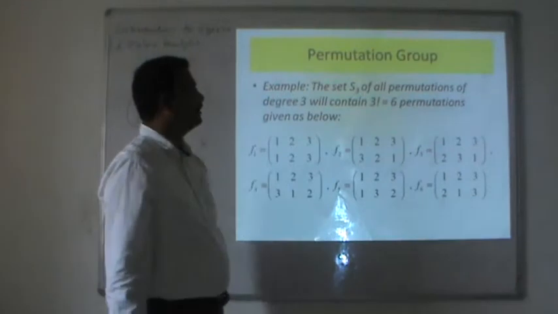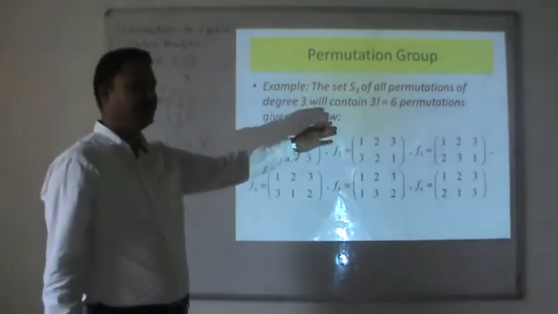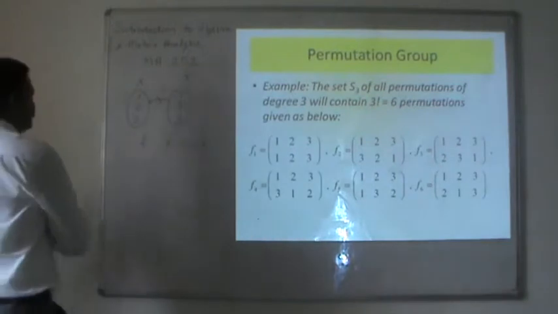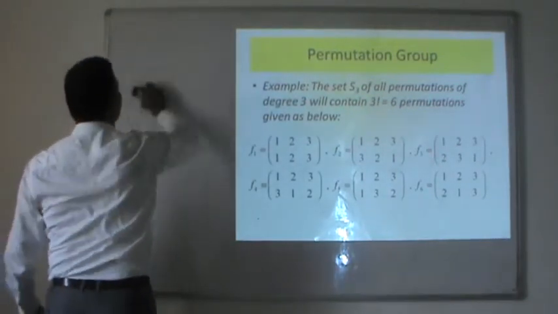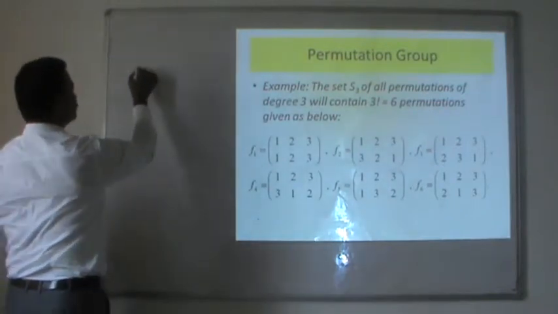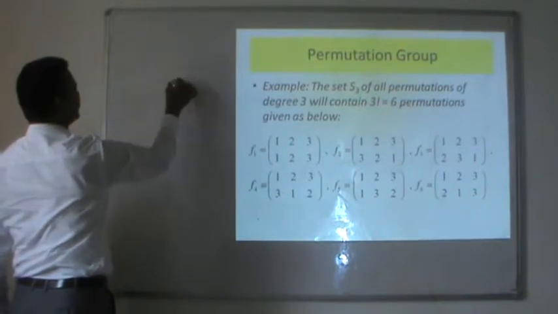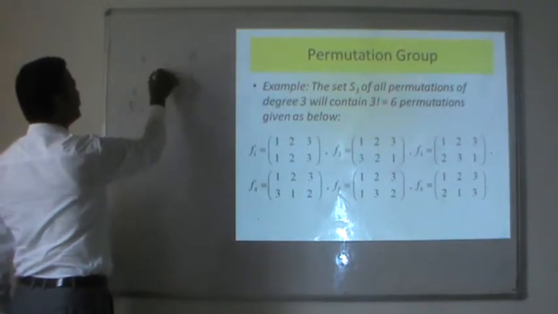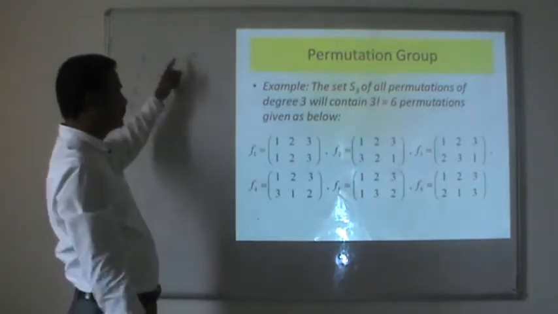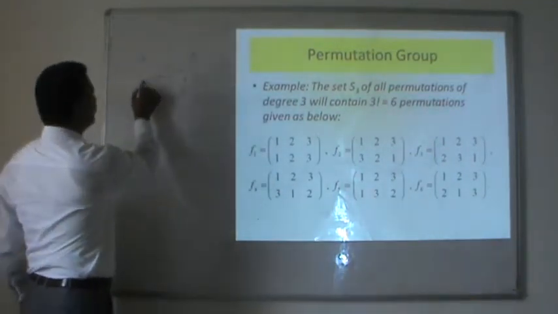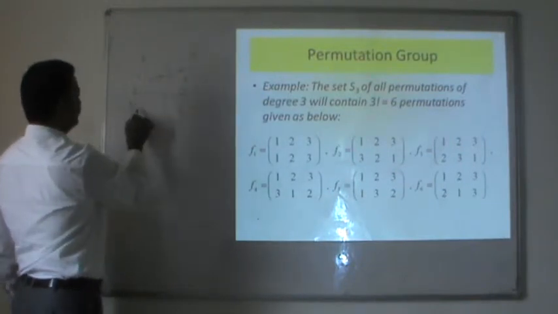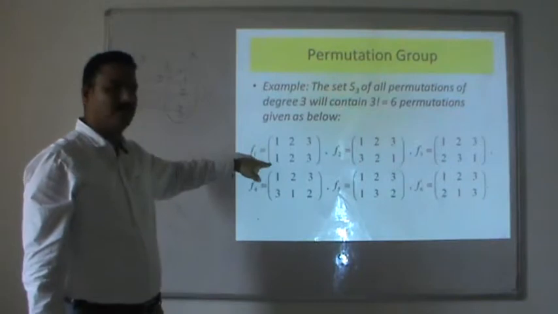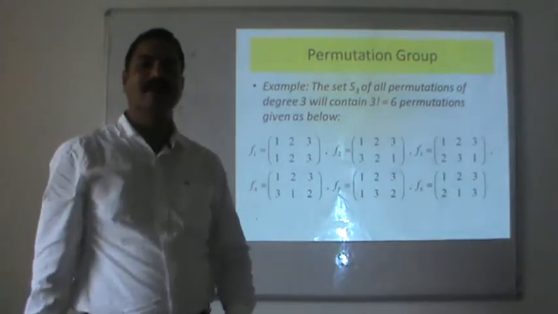The set S3 of all the permutations of degree 3 will contain 3 factorial, that is 6 permutations, given as follows, like f1. Suppose we consider a set X having 3 elements, 1, 2, and 3. The first permutation which we define, that is f1, from X to X: 1 maps to 1, 2 maps to 2, and 3 maps to 3. Here we observe that the image set and domain set are both identical, and this type of permutation is usually known as the identity permutation.